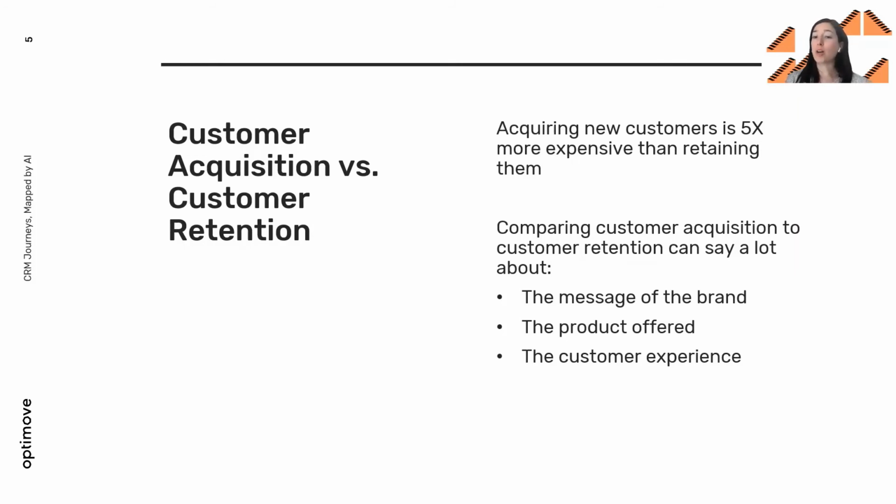And it can also tell us a lot about the customer experience. So if we're talking about customer experience, we're talking about retained customers. And customers aren't going to remain active with a brand that they've had a negative experience with. So if we see that we have a lot of customer churn, we can start looking at different factors that may have led to that.